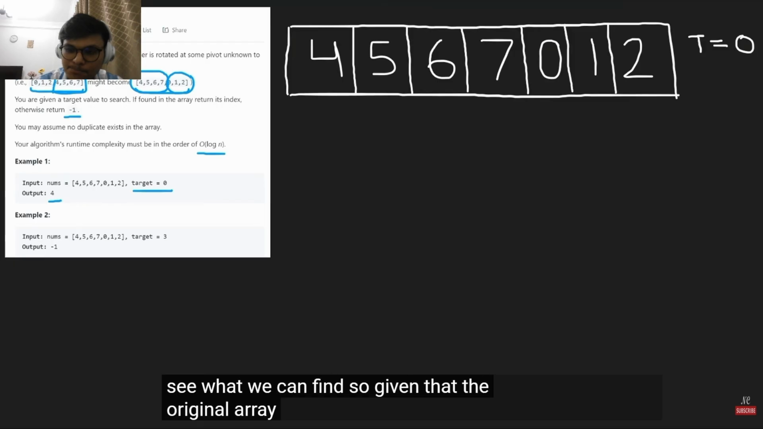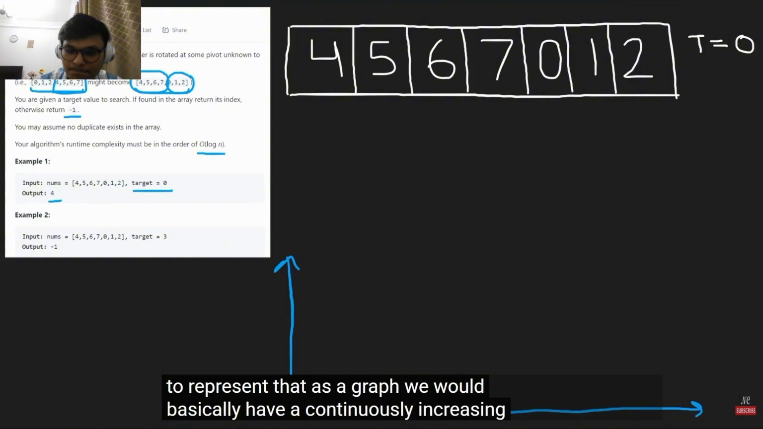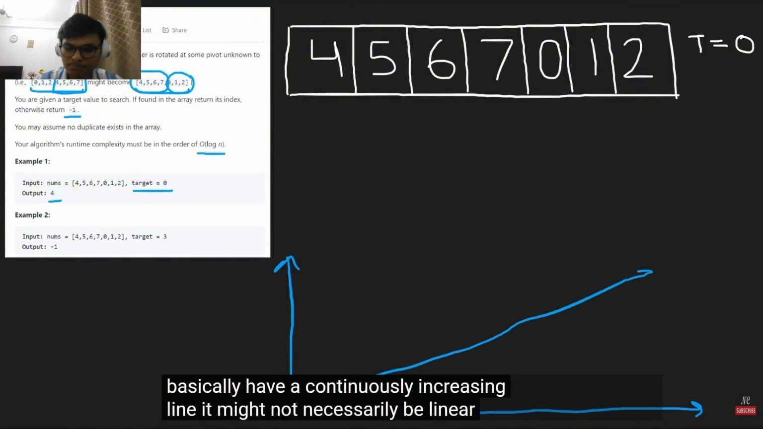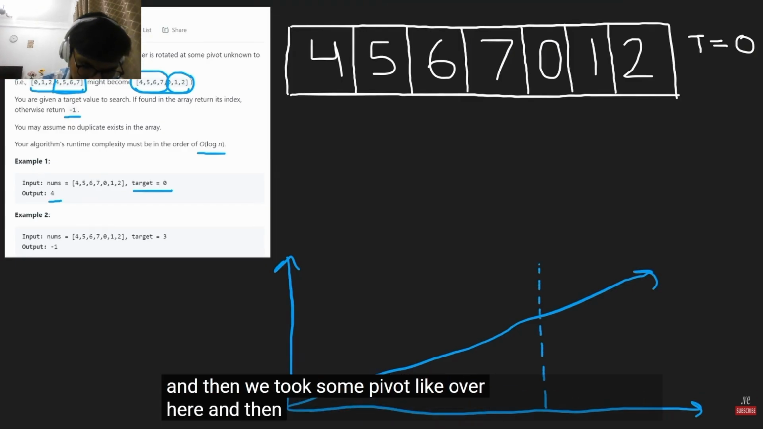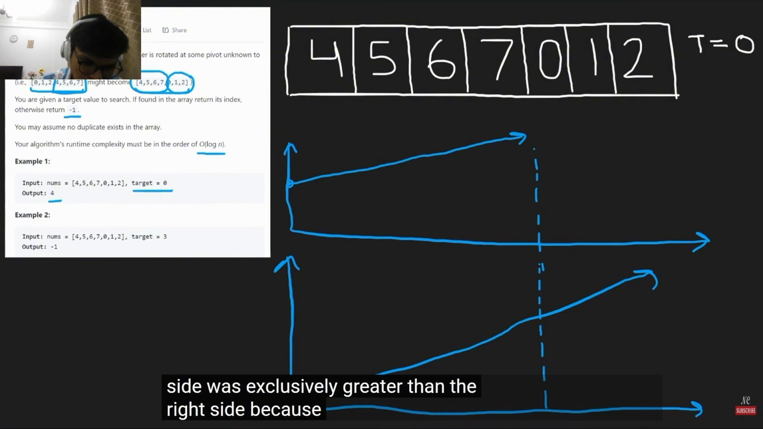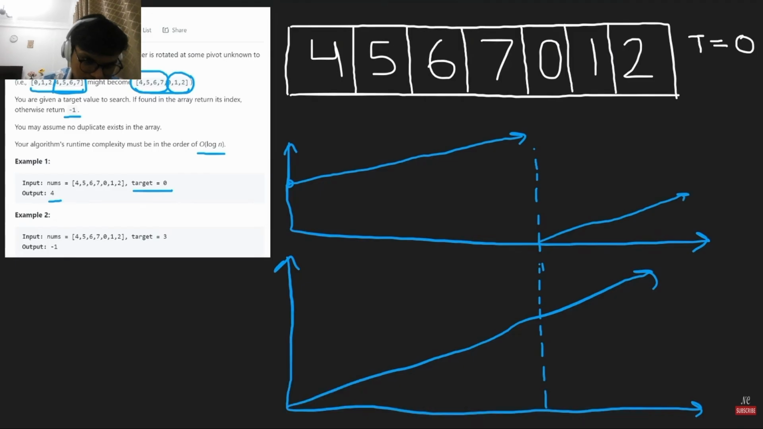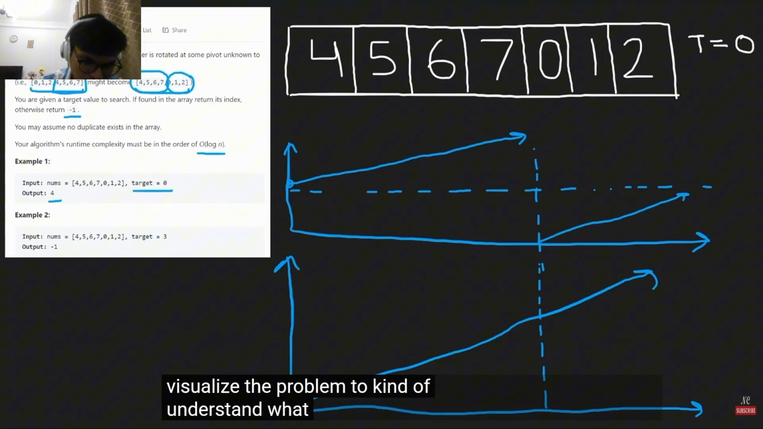So given that the original array was sorted, if we wanted to represent that as a graph, we would basically have a continuously increasing line. It might not necessarily be linear, but it would always be increasing, right? And then we took some pivot, like over here, and swapped these halves around, right? So let's draw what that would look like. Let's say the left side was exclusively greater than the right side, because that's what it means by rotating the array, right? So I think this is a pretty good way to visualize the problem to understand what it would look like.